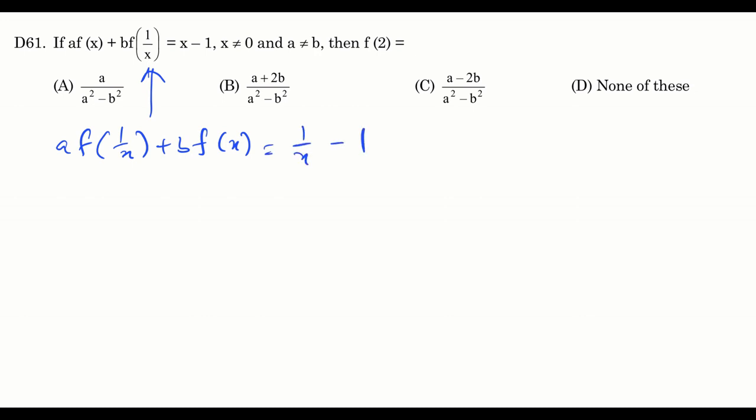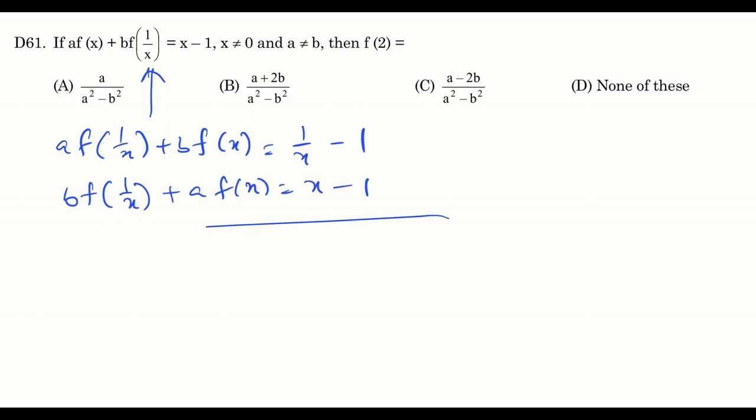Now the given relation I write here. The given relation is b into f of 1 by x plus a into f of x is equal to x minus 1. Now you see this as p and this as q and solve for the values of p and q. Actually it is enough if I solve only for f of x here.